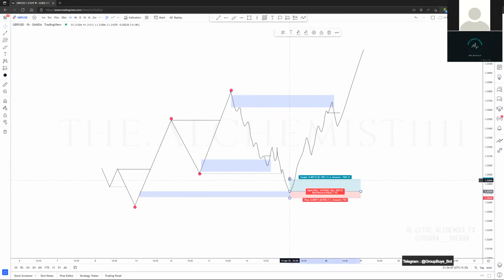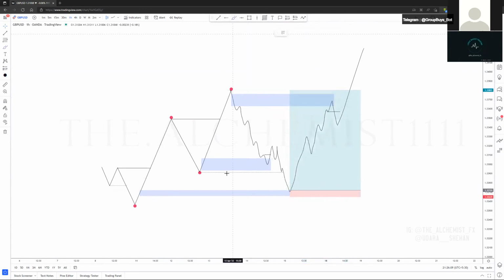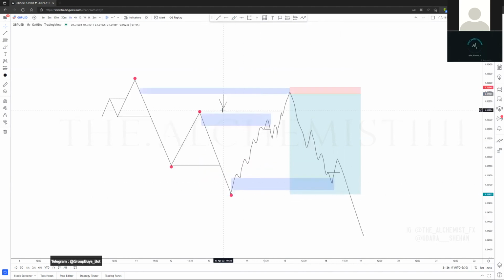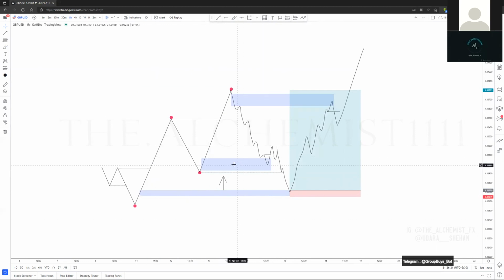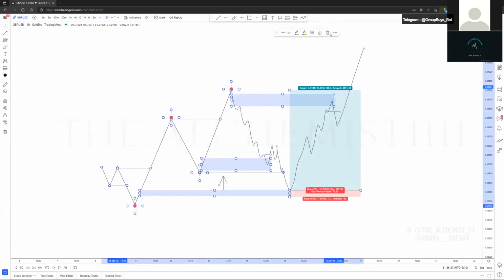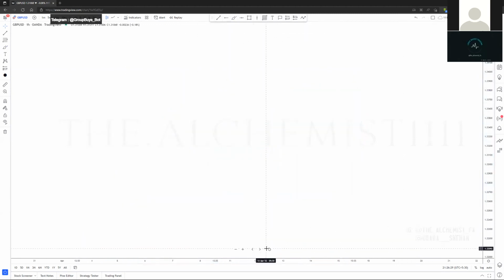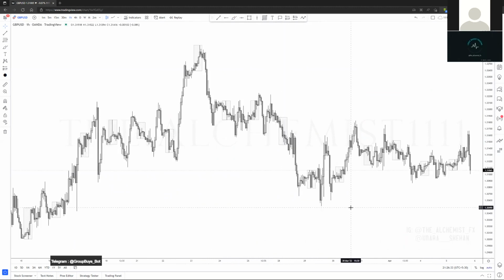Now remember, a high quality point of interest will always have liquidity above it, and in this case below it. Remember that very well, above and below it. So this is what we call a high quality point of interest. Can you understand this? I hope it's clear. So the obvious order blocks are not good.